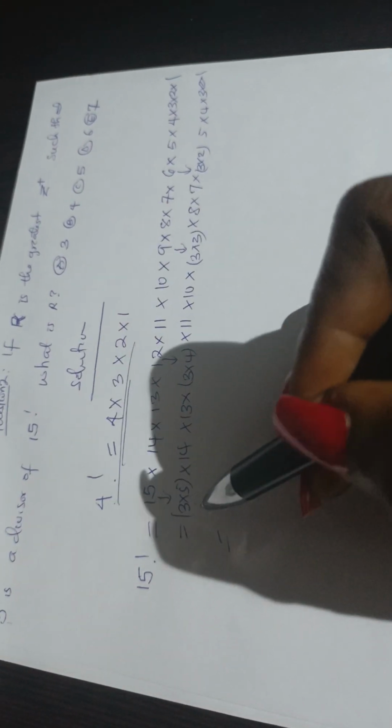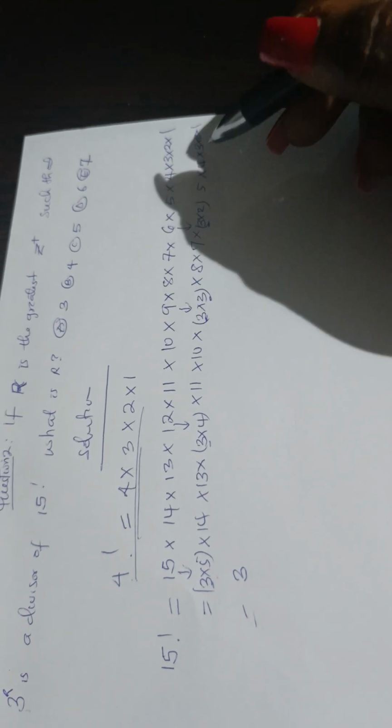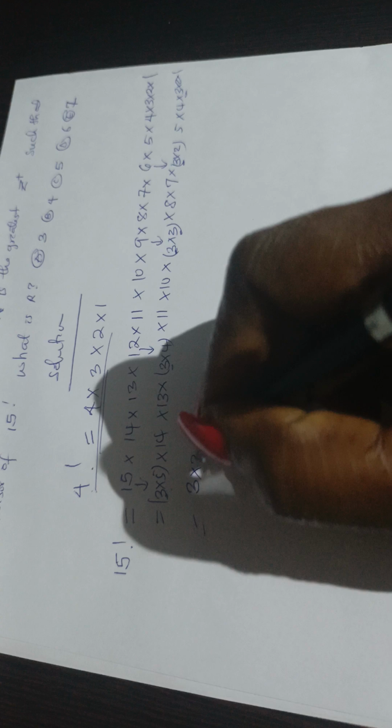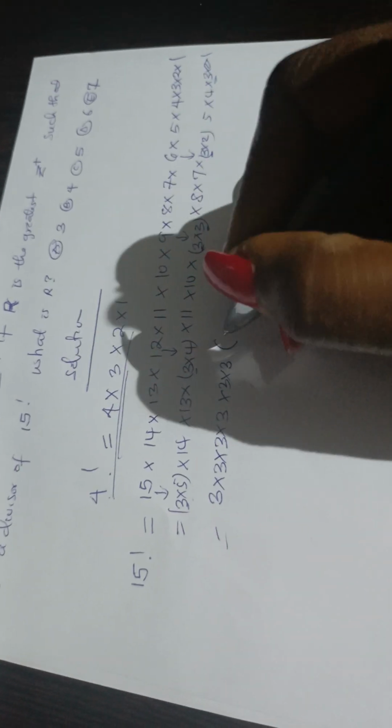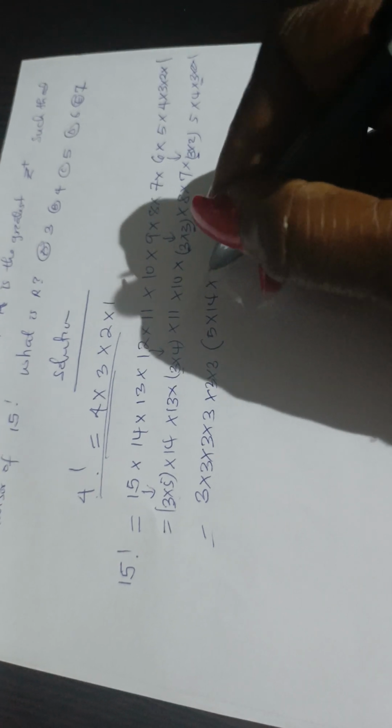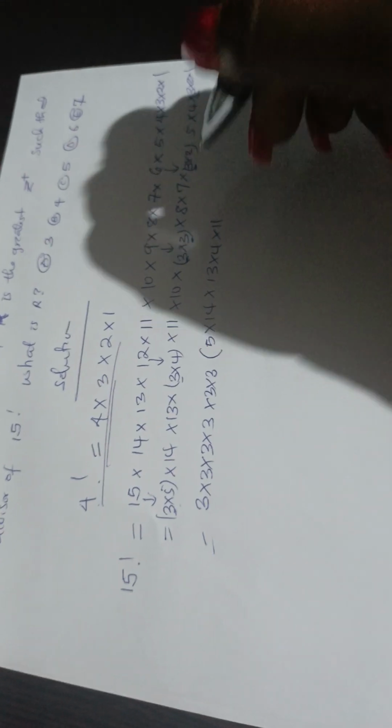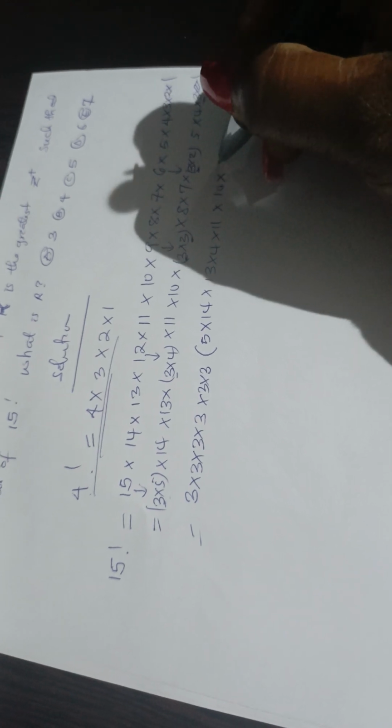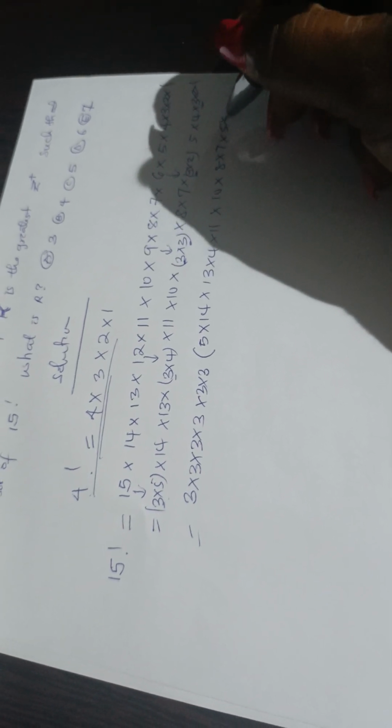So we can see that we have common factors that we can bring out. I have 3 written in different places, and how many places? 1, 2, 3, 4, 5, and 6. So I have 3 written in 6 places. And then remember, if we remove them, we have 5 times 14 times 13 times 4 times 11 times 10 times 8 times 7 times 5 times 4 times 2. But we are not interested in that.